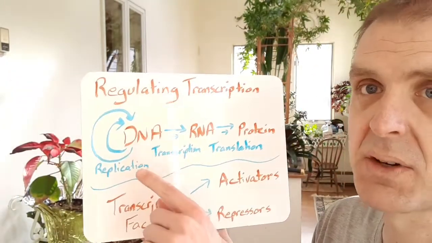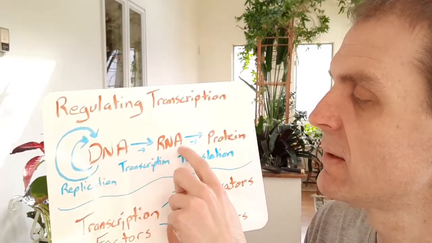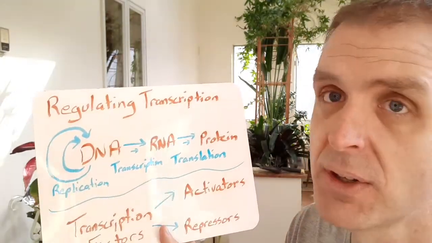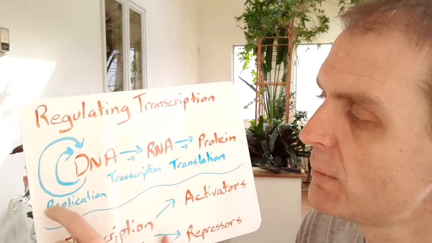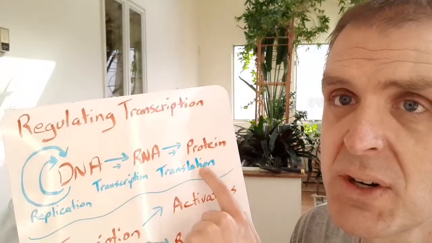We've got the central dogma of biology here. We've got DNA going to RNA going to protein. That's the flow of the genetic information. And I have two arrows for replication, for transcription, and for translation.